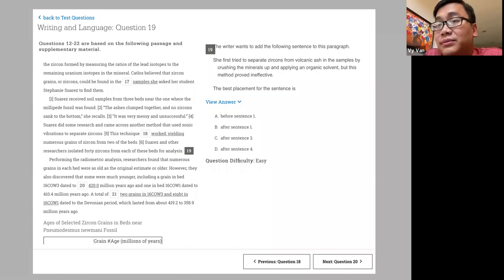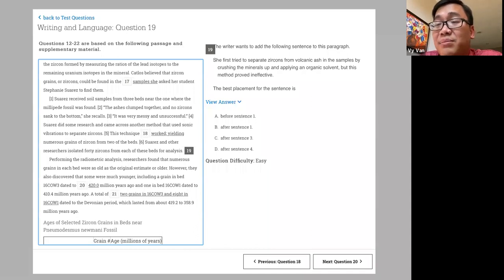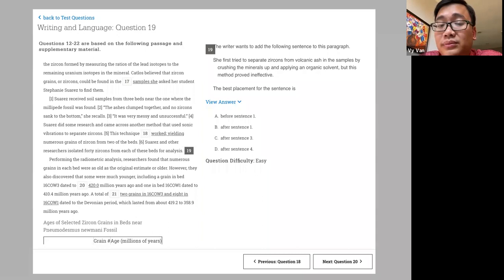Okay, so let's read each sentence and see where it fits. Sentence one: Suarez received soil samples from 3 beds near the one where the millipede fossil was found. So the previous paragraph talks about how zircon could be found in samples, and she asked her student Stephanie to find them. And this continues perfectly with this. So I know it cannot be the beginning. So it has to be not A. Okay, so sentence 2, it says the ashes clumped together. Well, this sentence has talked about the ash.